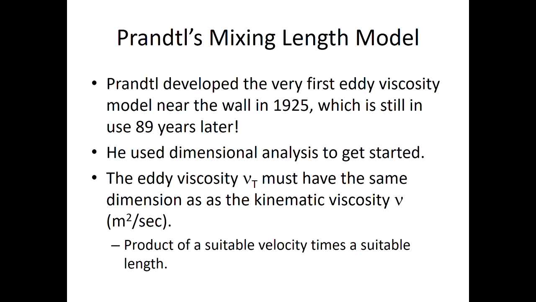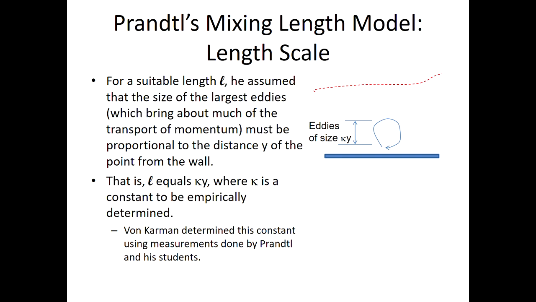This is meter squared per second. That means it must have units of some velocity times some length. So that's what they did. So Prandtl said, I'm going to say the length scale is associated with the eddies. This is the boundary layer edge. I'm not going in the outer region, which is called the defect region. I'm not too close to the wall, which is called the viscous sub-layer. I am somewhere in between, in a region called the inertial layer.